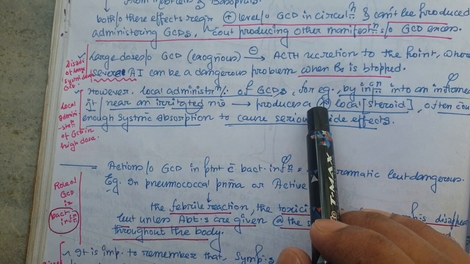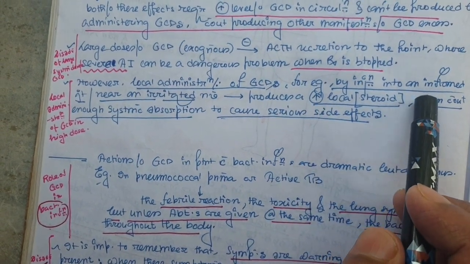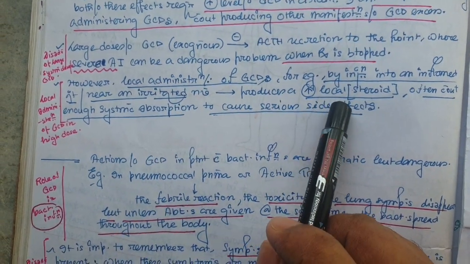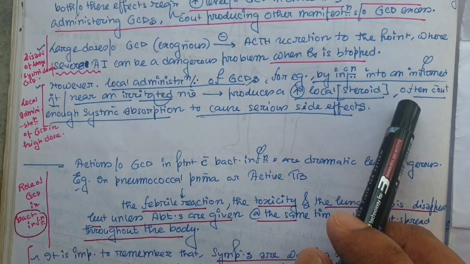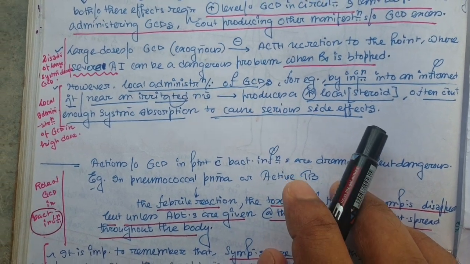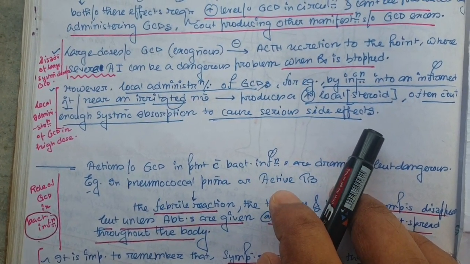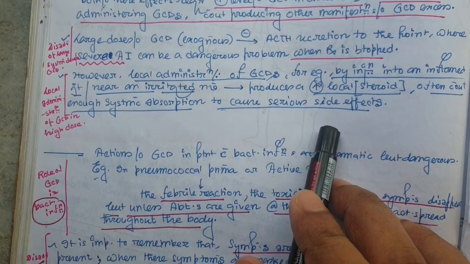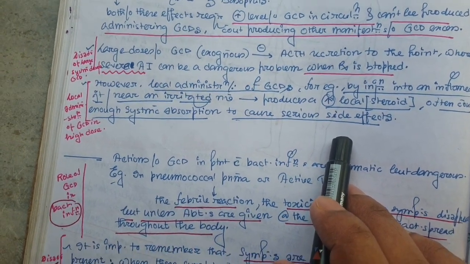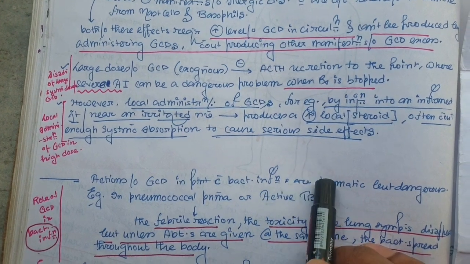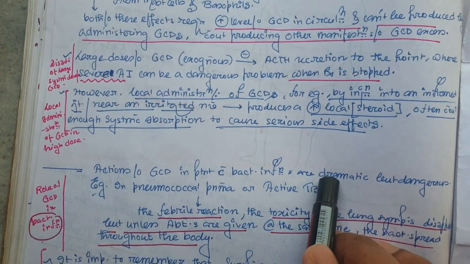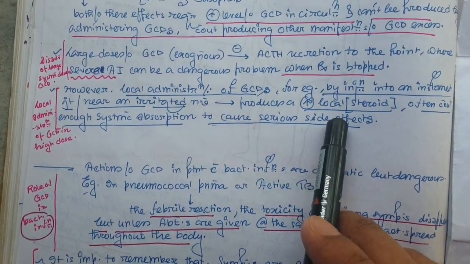However, local administration of glucocorticoids, for example by injection into an inflamed joint or near an irritated nerve, produces an increased local steroid concentration, often without enough systemic absorption to cause serious side effects. For example, in tennis elbow or trigger finger, we give a local steroid injection, and this local steroid injection has no systemic side effects. Remember, the injection simply increases the local steroid concentration, and it has no systemic side effects.